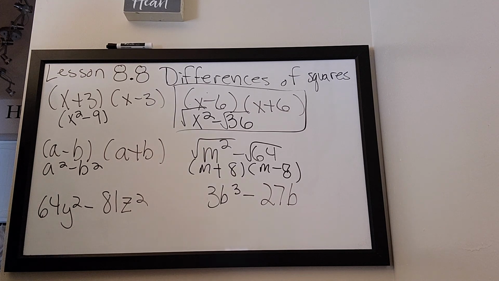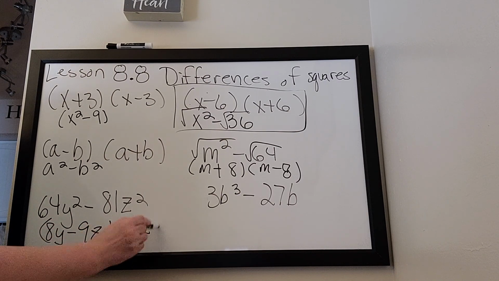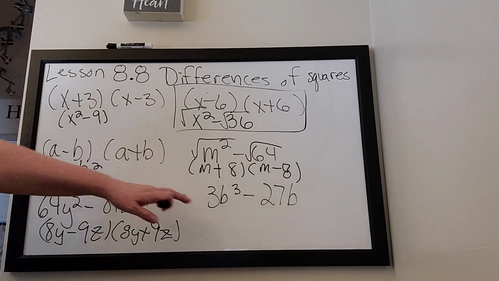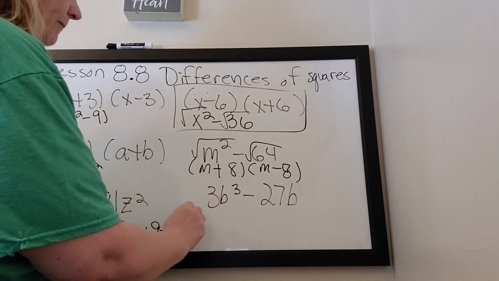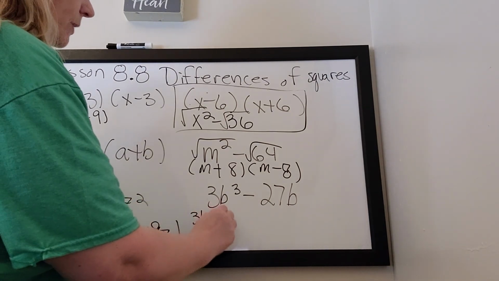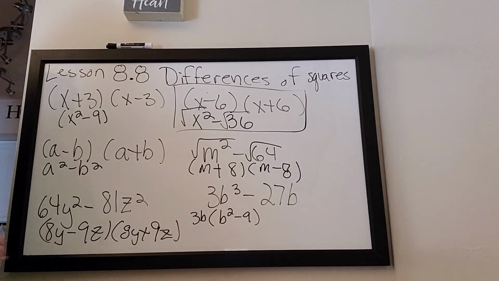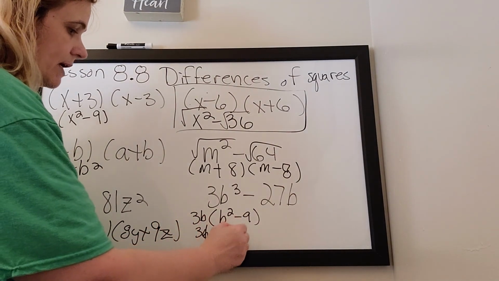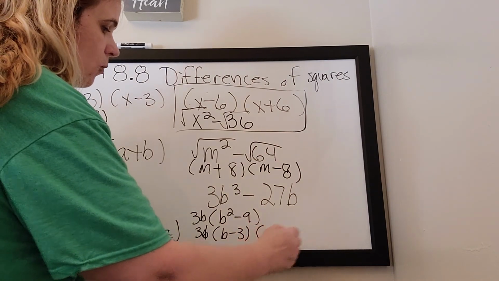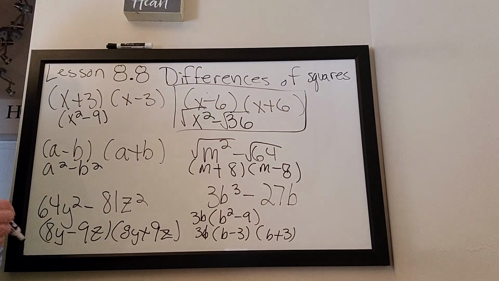So here, 64y squared minus 81z squared would become 8y minus 9z, 8y plus 9z. This one's a little different because we have something in common that we have to factor out first, and that is 3b. So it's 3b times b squared minus 9. Now we have difference of perfect squares. So we still have to have 3b in there, but then we're also going to have b minus 3, b plus 3. So watch for that. If they have something in common to begin with, you need to factor that out first.